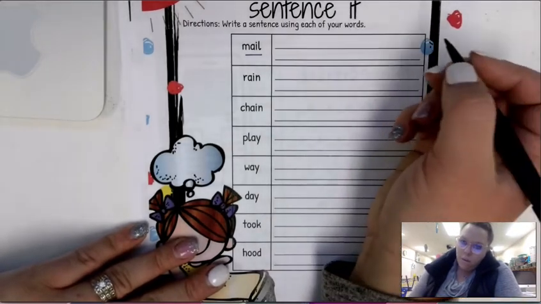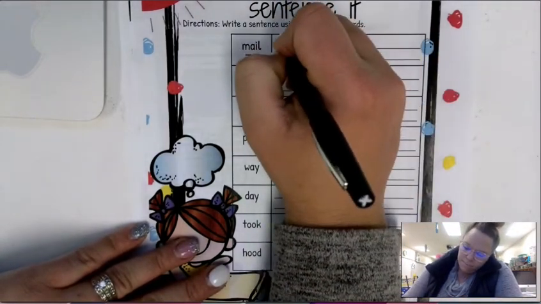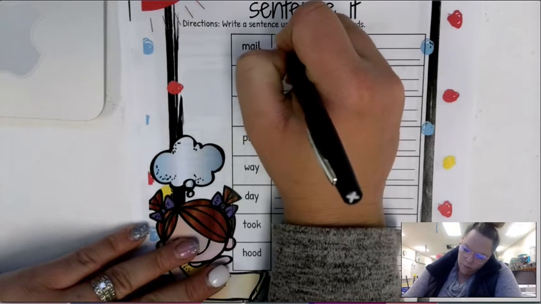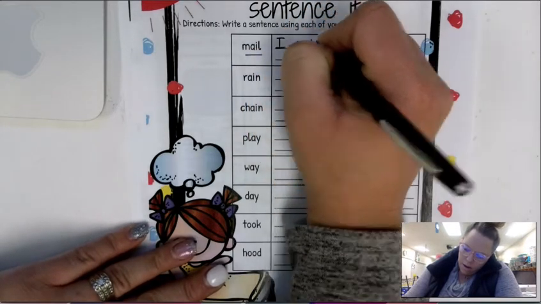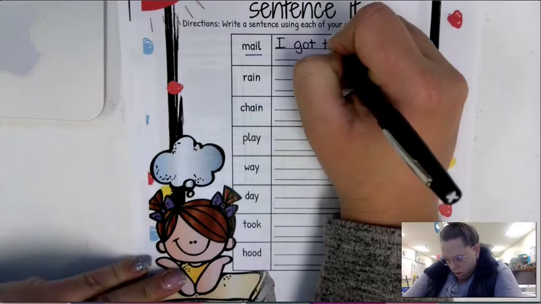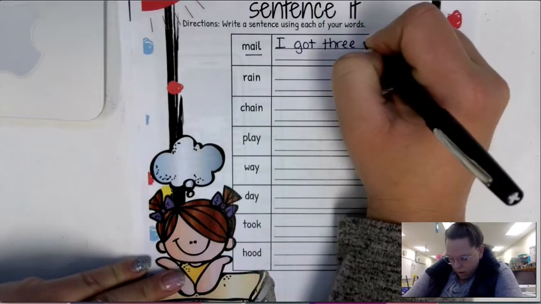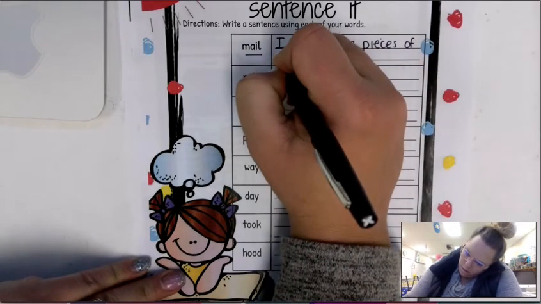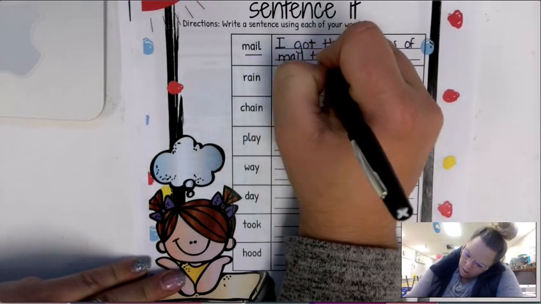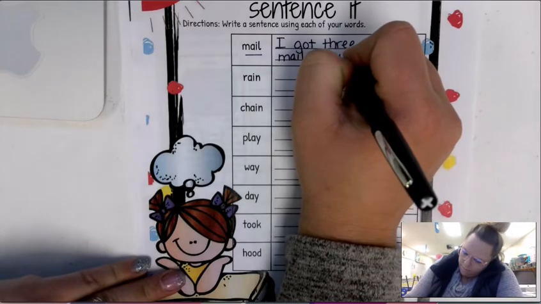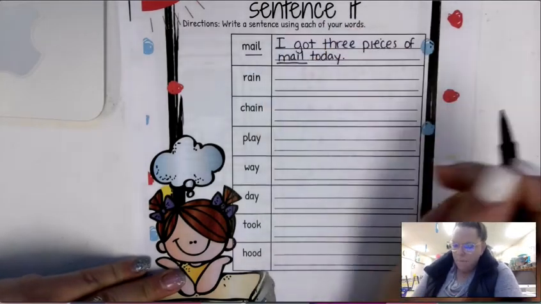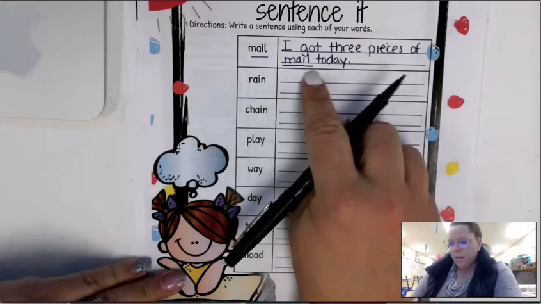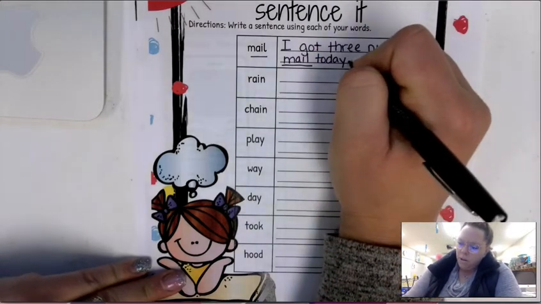So if I'm talking about mail, I could say, I got 3 pieces of mail today. Okay, mail was my word, so I'm underlining mail. I made sure I started with a capital letter and ended with a period.